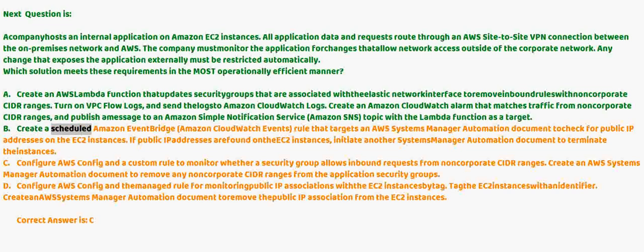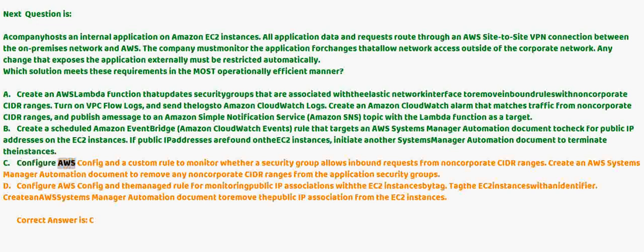B. Create a scheduled Amazon EventBridge, Amazon CloudWatch Events, rule that targets an AWS Systems Manager automation document to check for public IP addresses on the EC2 instances. If public IP addresses are found on the EC2 instances, initiate another Systems Manager automation document to terminate the instances.